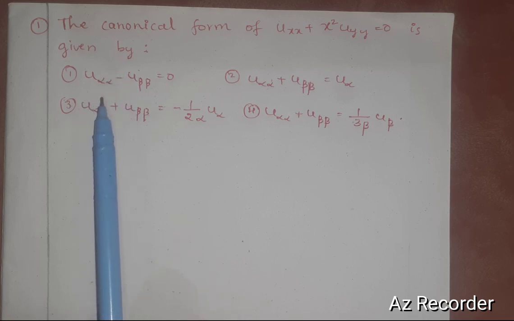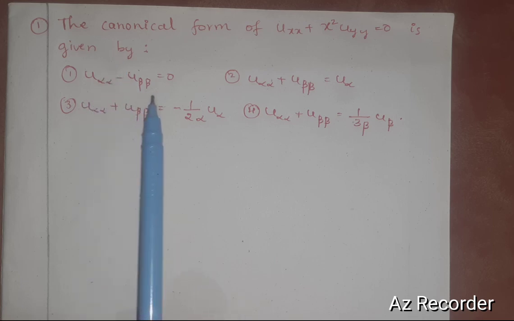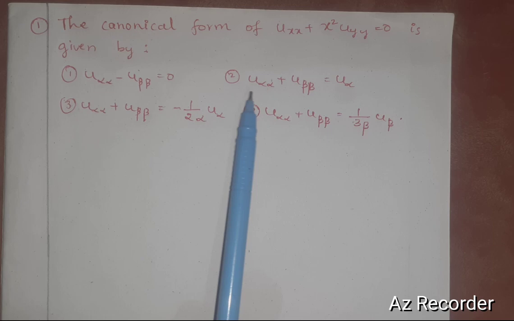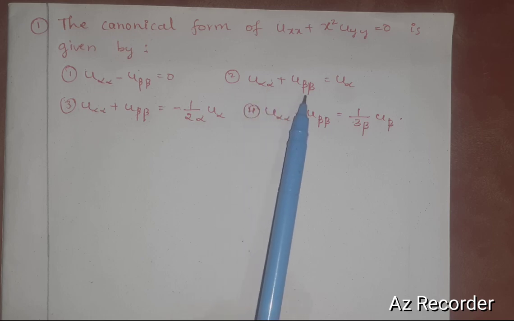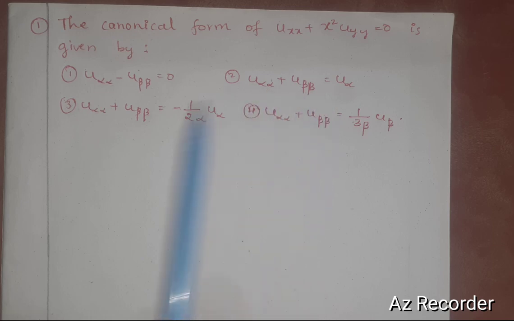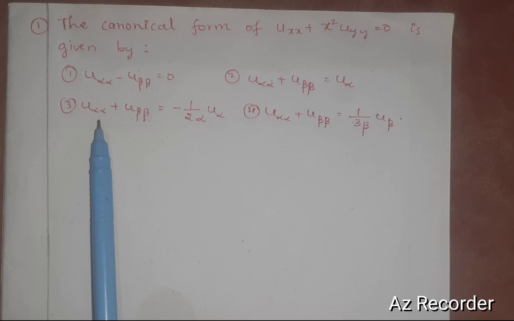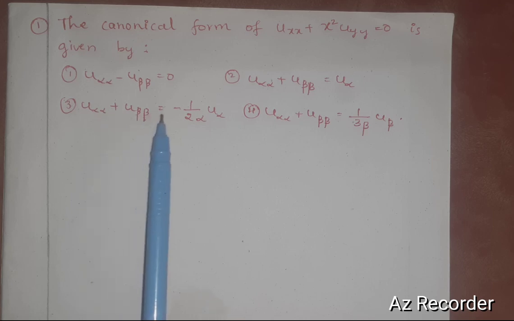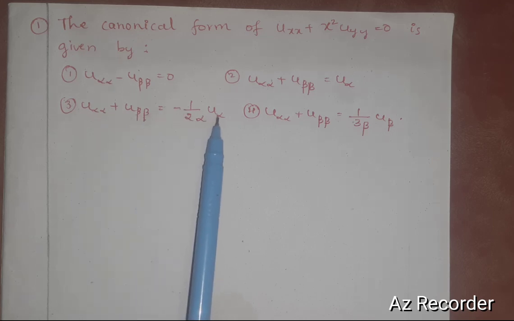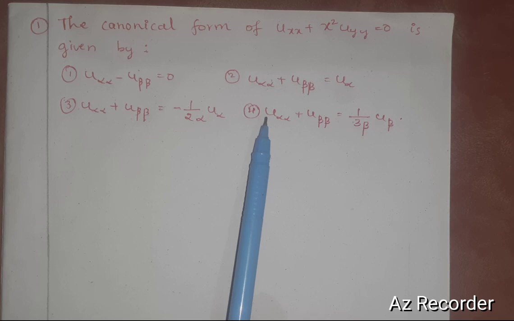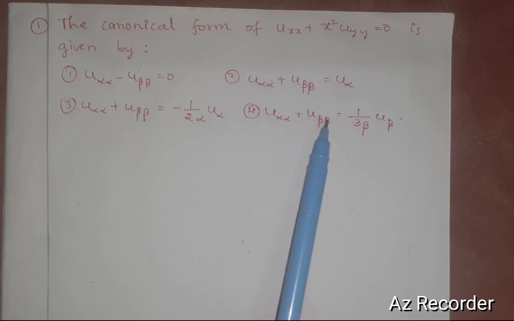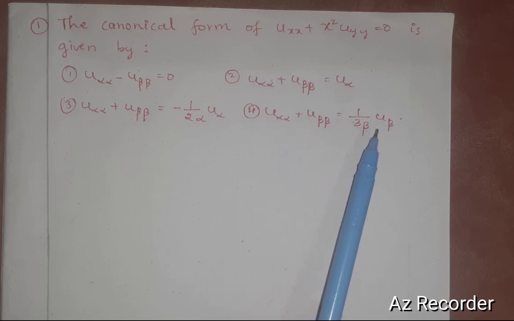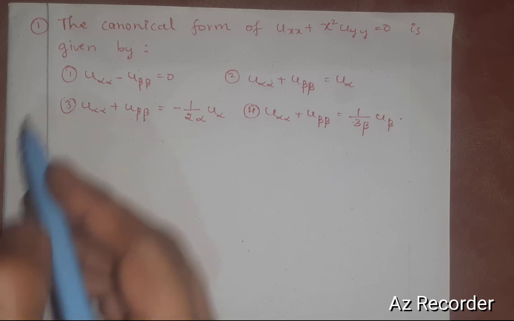Option 1: u alpha alpha minus u beta beta equal to 0. Option 2: u alpha alpha plus u beta beta equal to u alpha. Option 3: u alpha alpha plus u beta beta equal to minus 1 by 2 alpha u alpha. Option 4: u alpha alpha plus u beta beta equal to 1 by 3 beta u beta. How can we solve? Let us see.